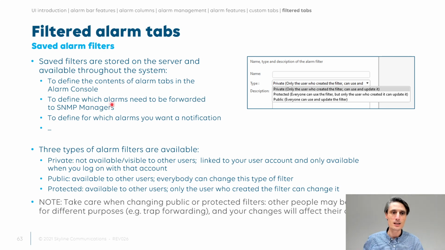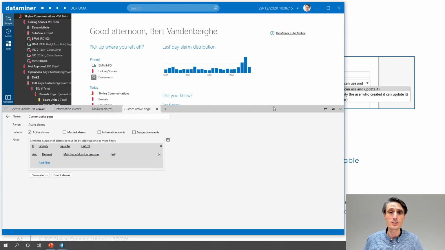Do note, of course, that if you want to use it for trap forwarding, only the ones that are public and protected are available. And that's why you always have to be careful when changing a protected or a public filter, because maybe some other people are using that same filter to send email notifications. And if you suddenly widen it up to all the alarms of your DataMiner system, that person might get a lot of emails. So keep that in mind when changing a filter that potentially other people are using.